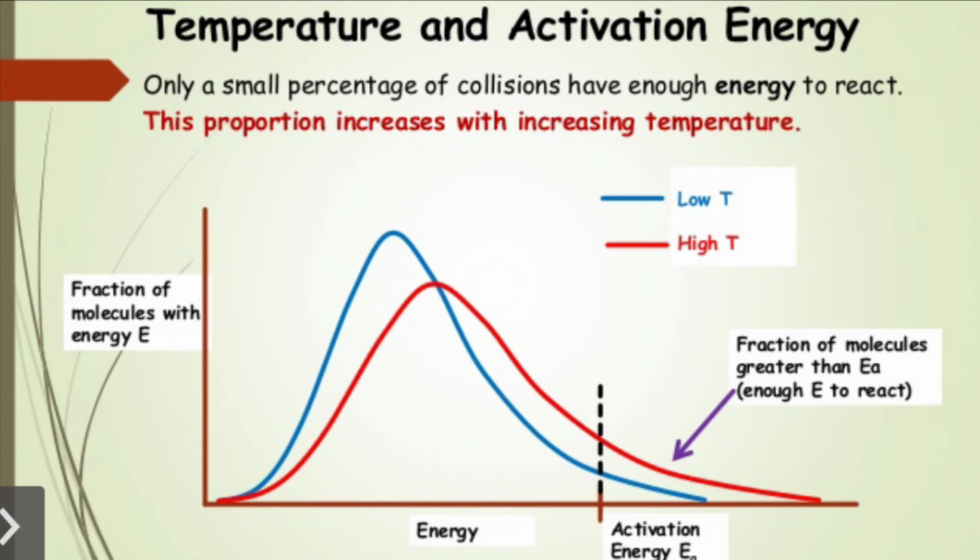Only a small percentage of collisions have enough energy to react. This proportion increases with increasing temperature. Here, the red line shows the higher temperature and the blue line shows the lower. On the x-axis is energy, activation energy EA, and on the y-axis is the fraction of molecules with energy. The red line shows the fraction of molecules greater than the activation energy, as compared to the blue line in the graph.